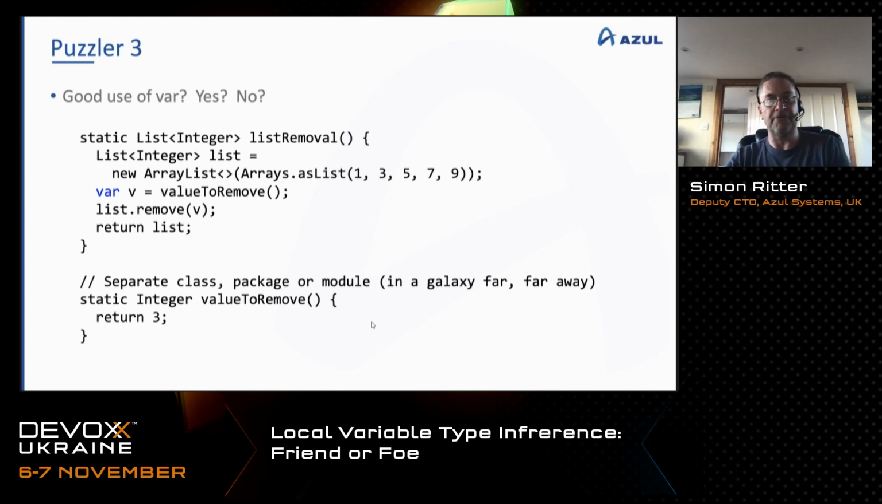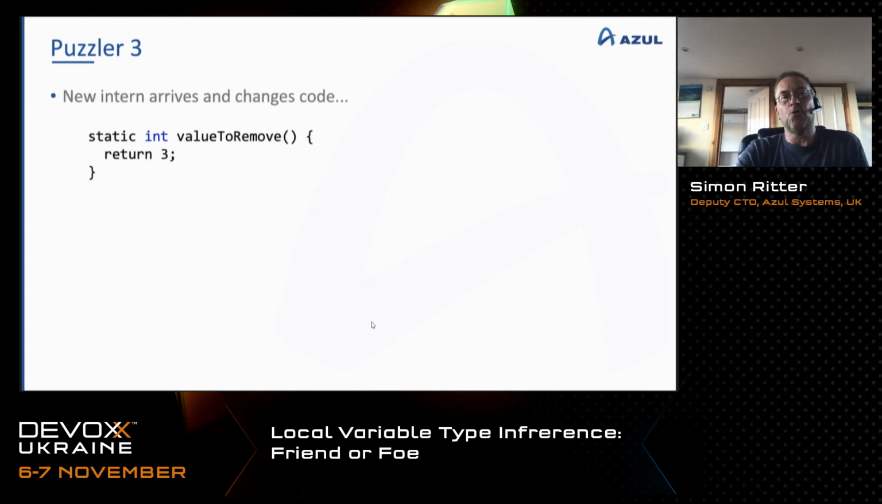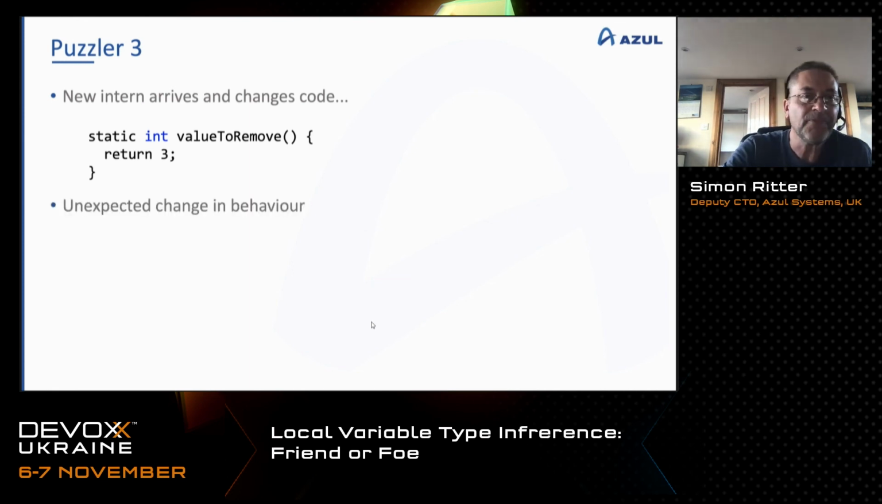Now that will work. Everything will work fine. There's no problem with that at all. That code is perfect. The problem is what happens with a new intern arriving, for example, and they look at that and go, well, hang on. Why would we return an Integer object there? That doesn't make any sense. Let's return int. So I'm going to refactor it so it returns an int rather than Integer. The problem is that this results in an unexpected change in behavior of your code.